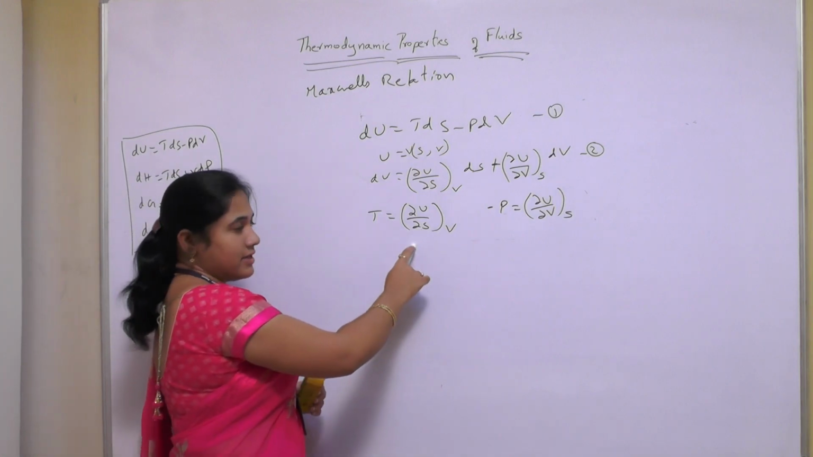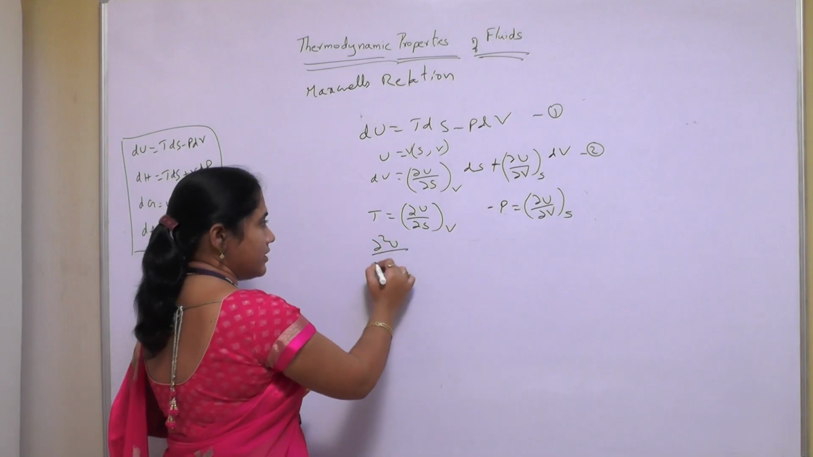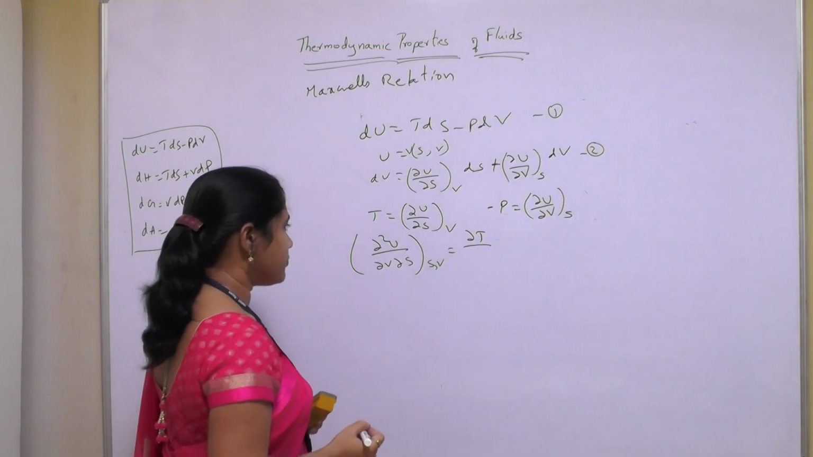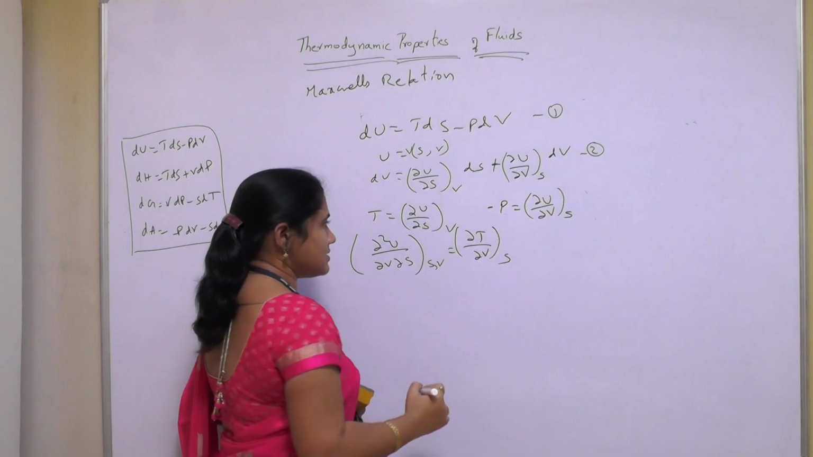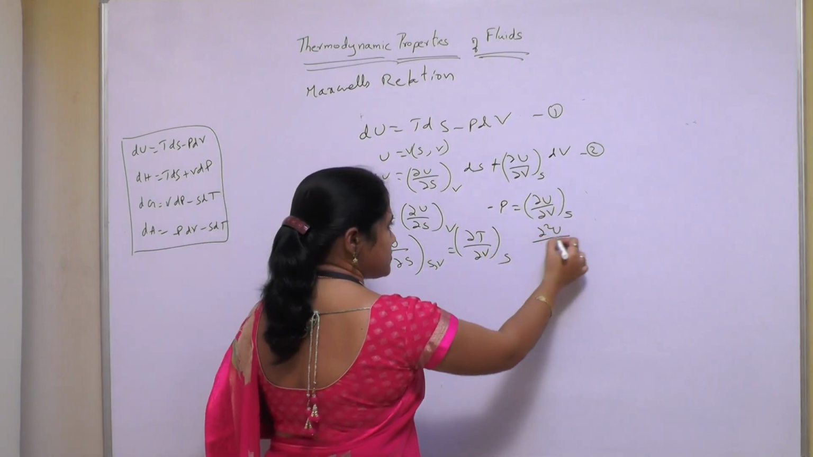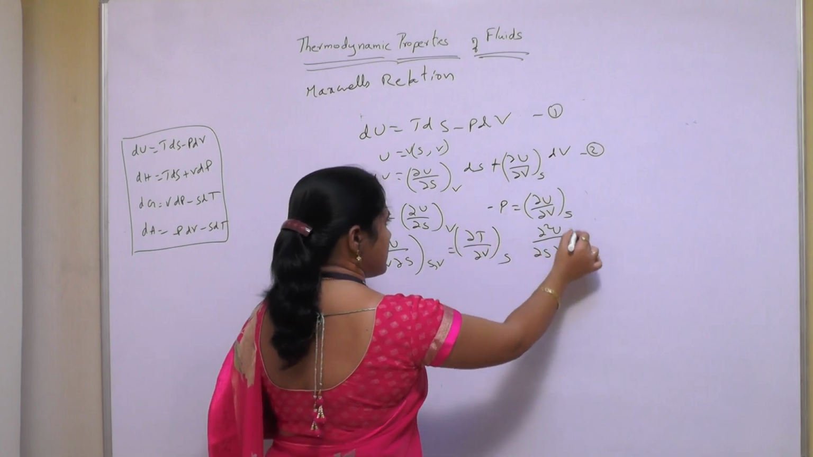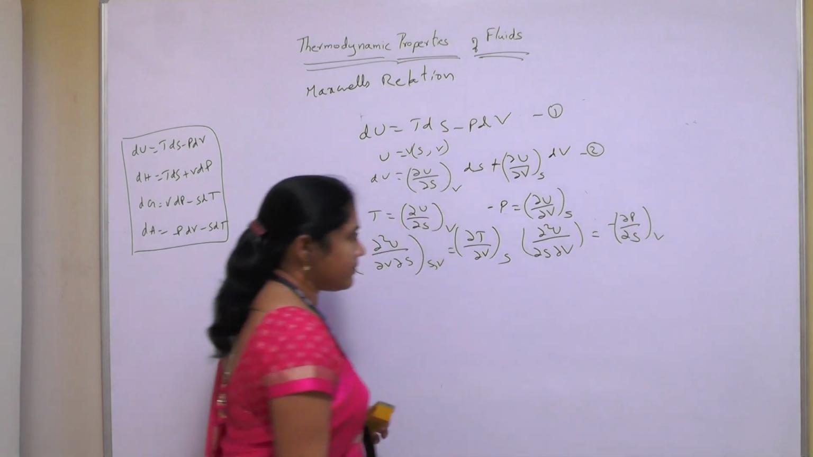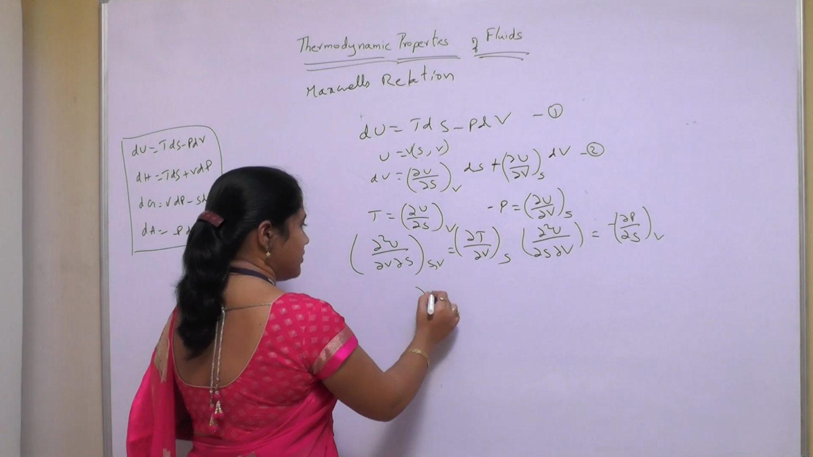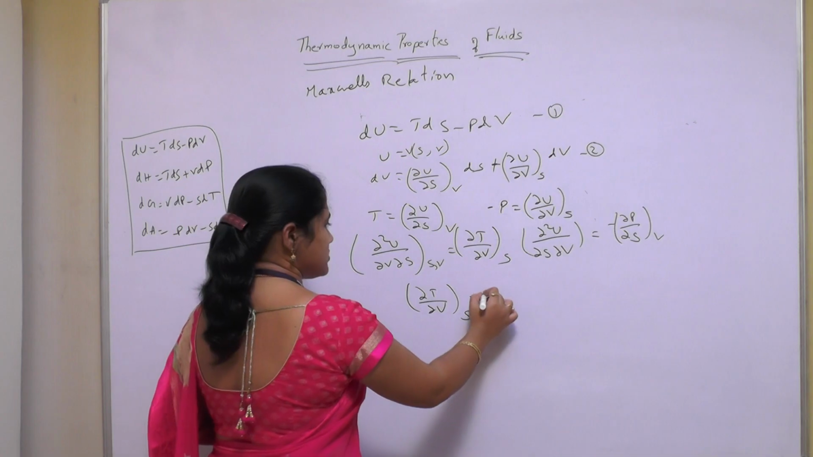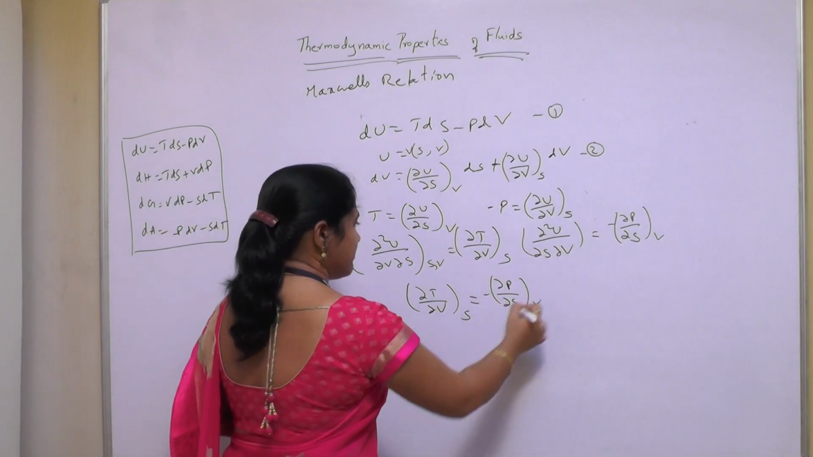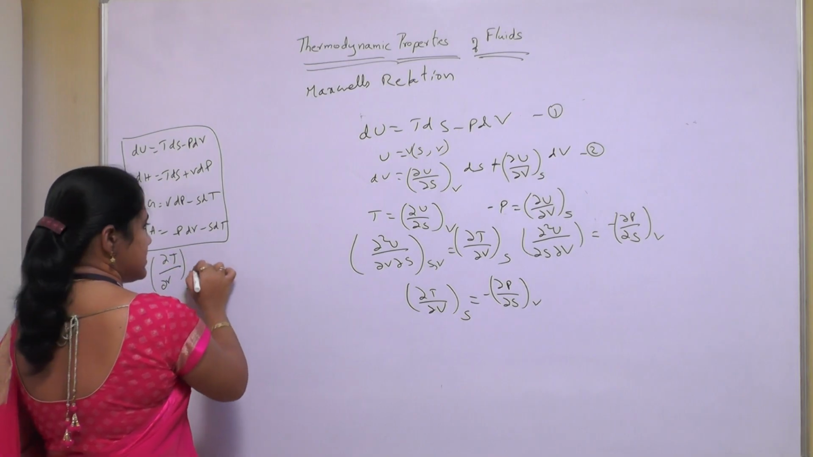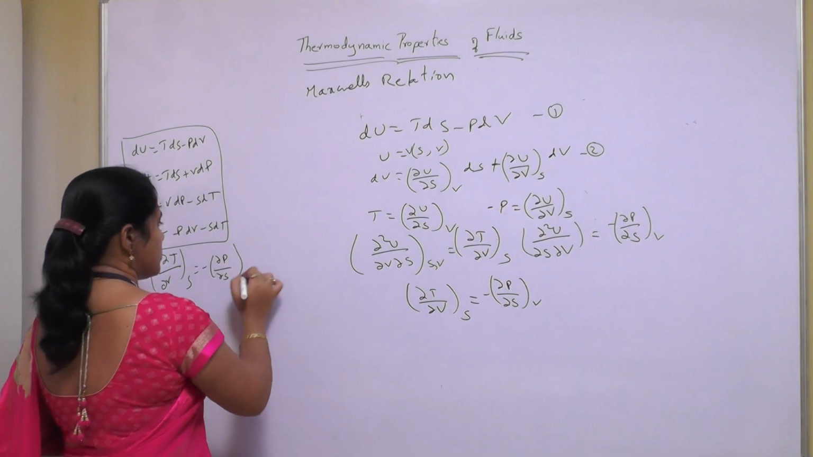Now differentiate the first equation with respect to V. So ∂²U/∂V∂S equals (∂T/∂V) at constant S, and differentiating the second with respect to S, it equals minus (∂P/∂S) at constant V. By equating these two, finally we get (∂T/∂V) at constant S equals minus (∂P/∂S) at constant V. So this is one relation.